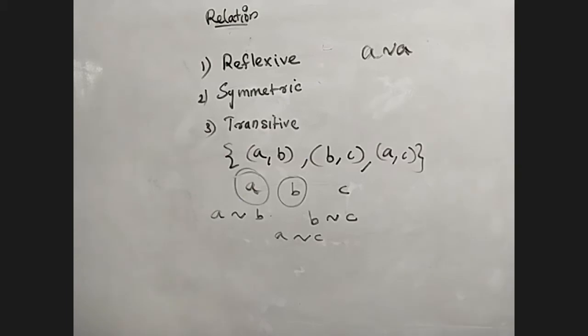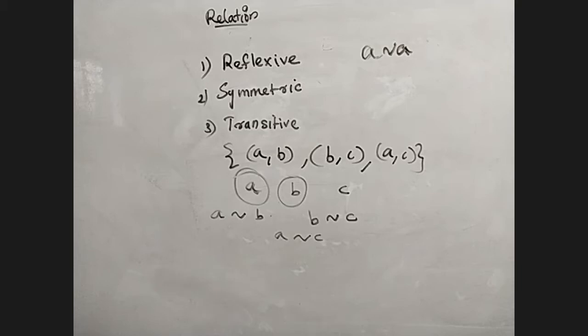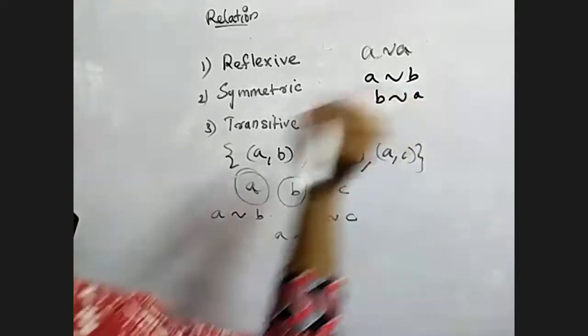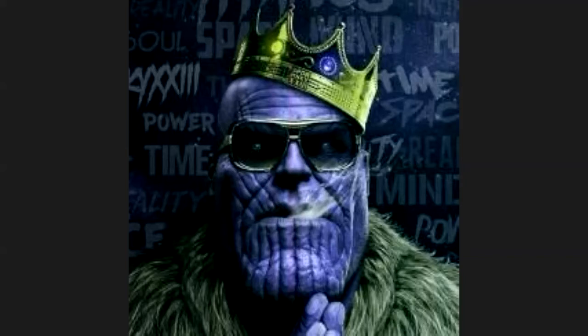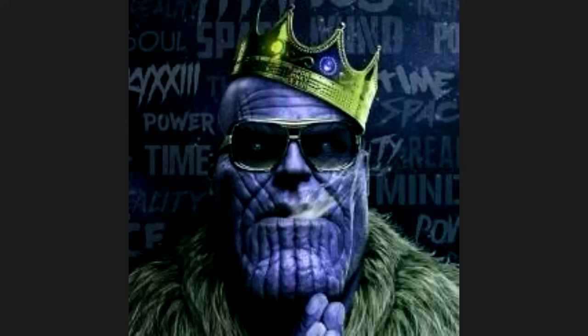Is A similar to A? Yes. Every triangle is similar to itself, right? Yes, ma'am. So it is reflexive. And if A is similar to B, is B similar to A? Yes, ma'am. So it is symmetric also. So it's reflexive, symmetric, and it's transitive also. So a similar triangle is an example for all these three. So we call it an equivalence relation.